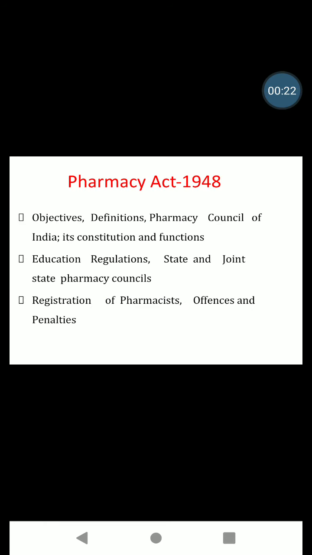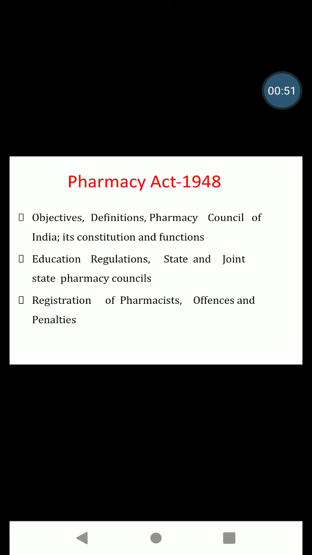So we will discuss the content of this chapter. First we see the objectives, definitions, and the Pharmacy Council of India, which contains its constitution and functions. Then we see the education regulations, and the next part is the State Pharmacy Council and the Joint Pharmacy Council, and it also contains their constitution and functions.